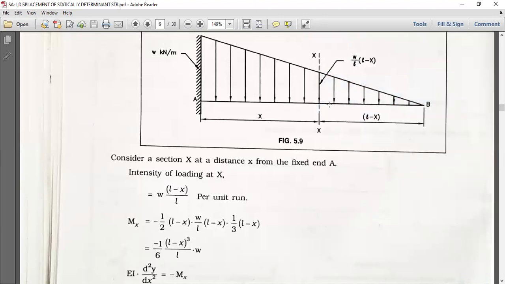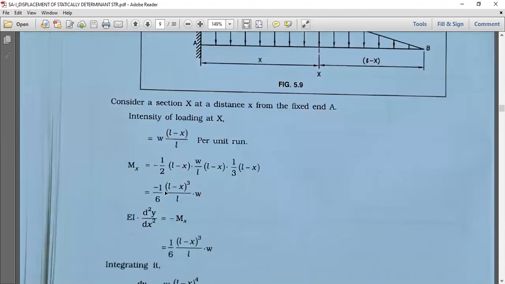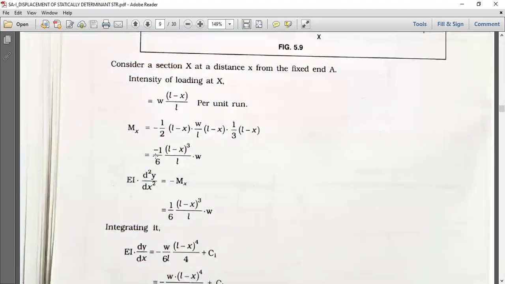L minus X distance, that's why this 1/3 into X, from which we will get minus 1/6 (L minus x) raised to 3 divided by L into W. Now integrate it.